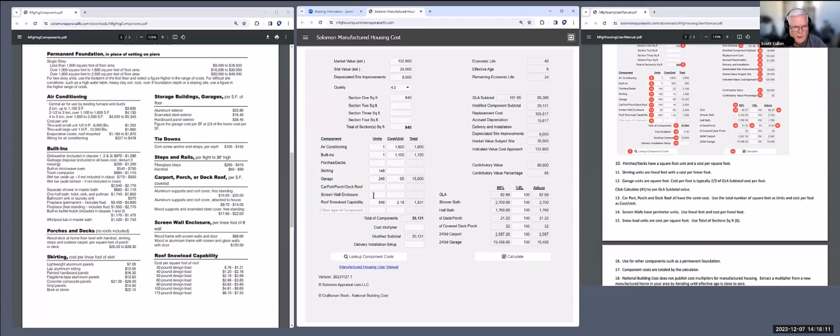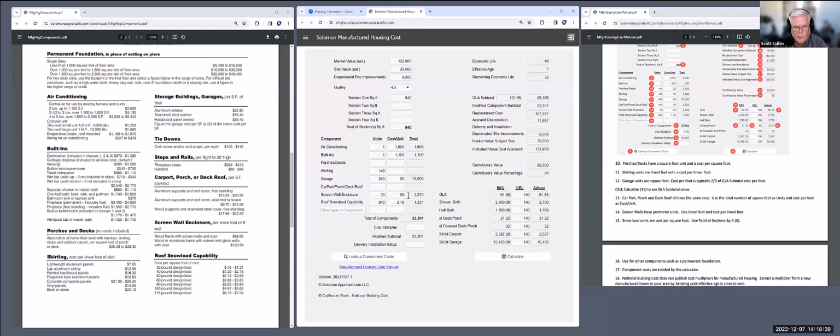So in this case, we would use, let's say it's a screen wall that's a 10 by 10 screen porch. So there would be 40 feet of screen wall. If one of them was attached to the house, it would be 30 feet. And this screen wall enclosure is $69 a foot.